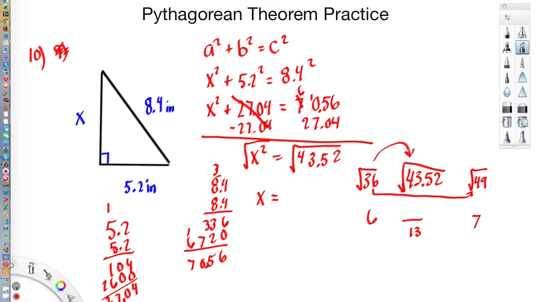And then to get my numerator, I need to find the difference between my first perfect square and the number that I'm trying to find the square root of, which is 43.52. And when I subtract 36 from that, I'm going to get 7, sorry, 7 and 52 hundredths. 43 and 52 hundredths minus 36 is going to be 7 and 52 hundredths. So that technically is my answer. 6 and 7.52 thirteenths. Okay, which is a very sloppy number.